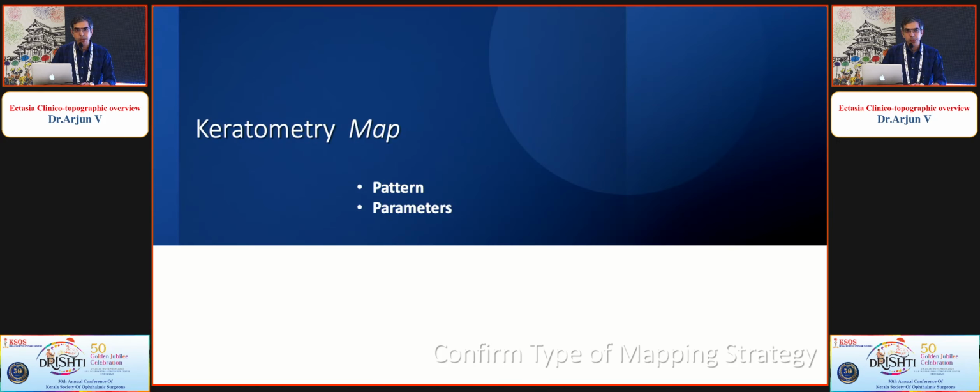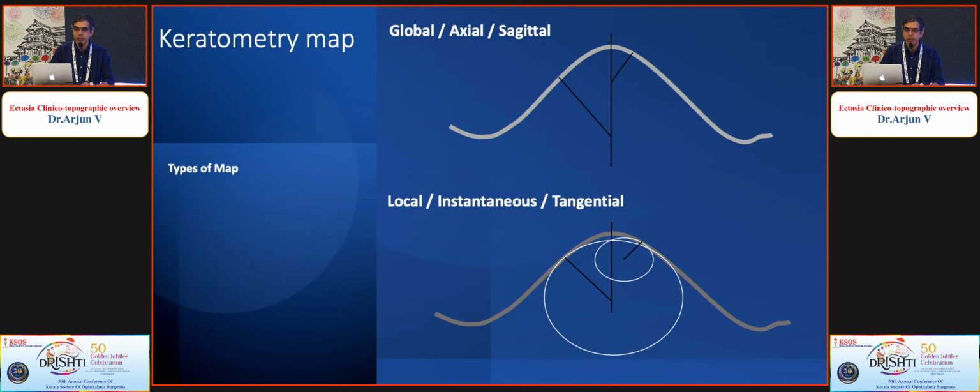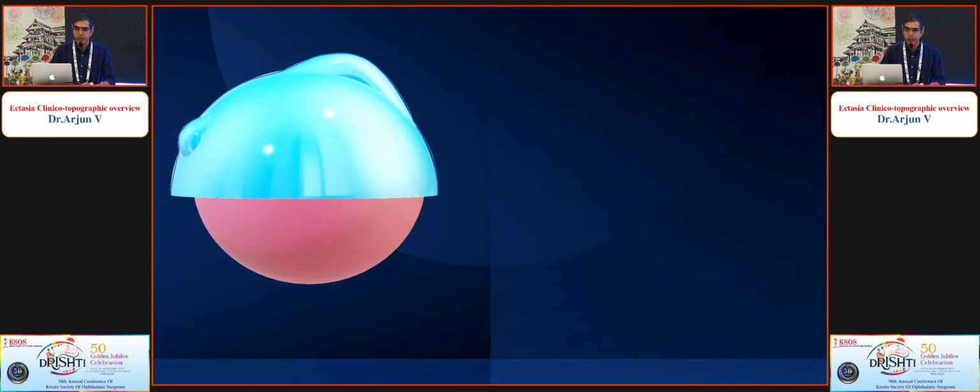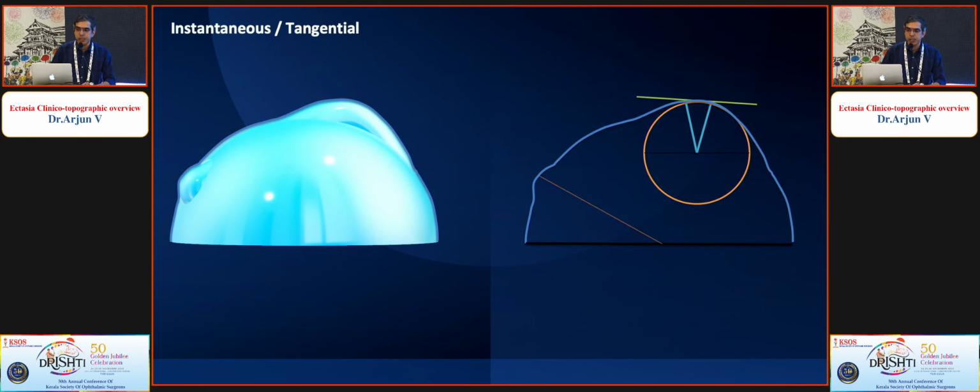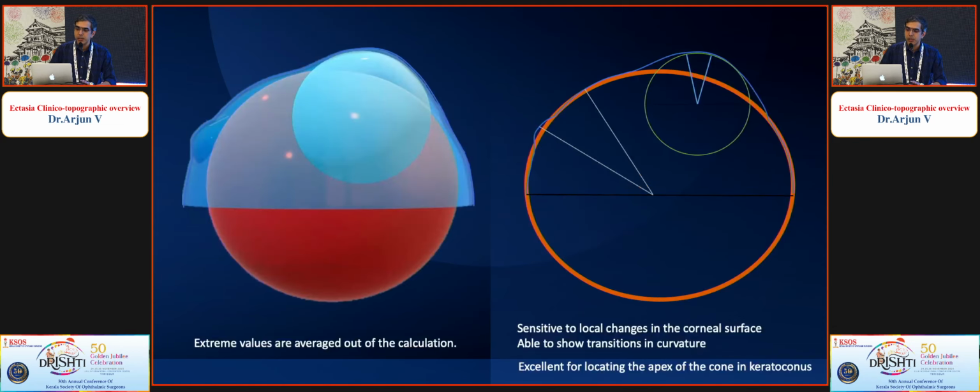So in the keratometric map, one more thing you have to see is the strategy used. Just a brief overview, the two strategies you can use are the sagittal or the axial map, or the instantaneous or the tangential map. In an eye like this, there are subtle areas of elevations, and when you try to take a map out of it, your axial map will only generalize the whole map, but it will not show you the subtle variations. So you have to find out the tangential map, in which the subtle variations are represented by the different radii of curvature. In other words, to get a general overview, you can use an axial map. To find out surface variations, you can use a tangential map.